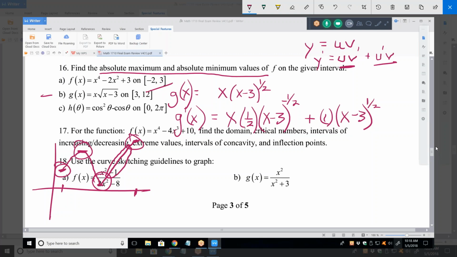So let's simplify this a little bit. It's going to be x in the numerator, x minus 3 to the 1/2 times 2, that's this part, plus x minus 3 to the 1/2 in the numerator.